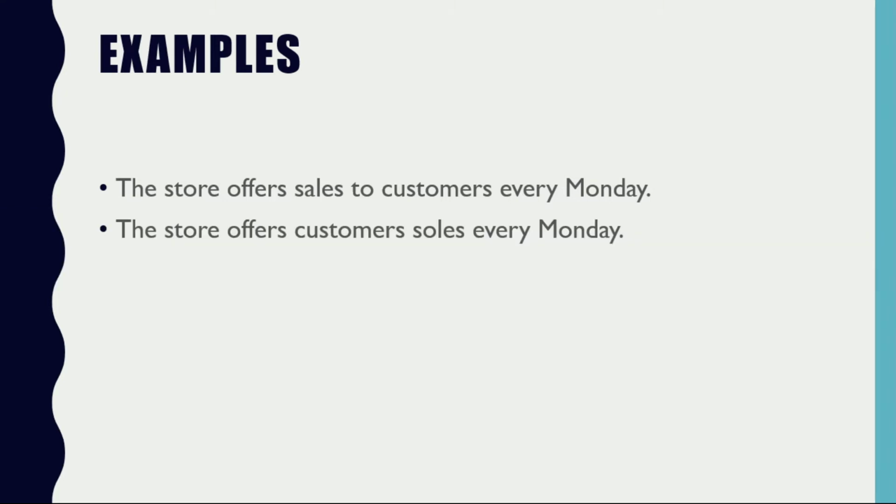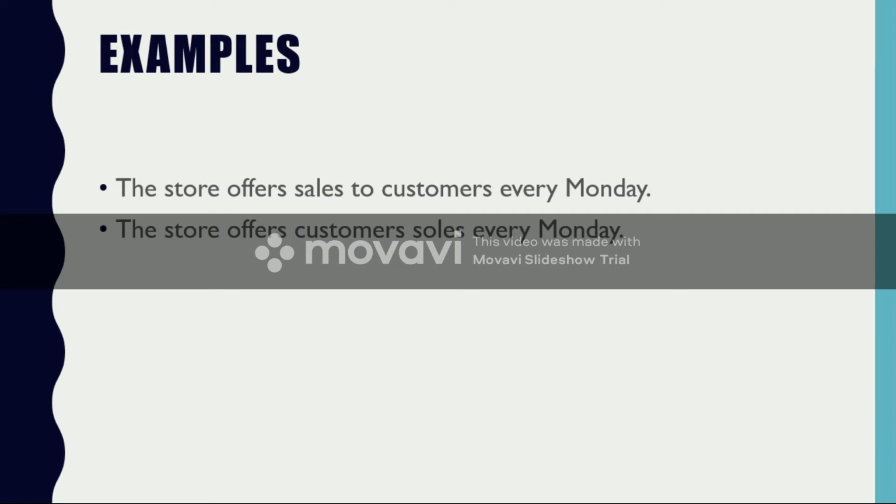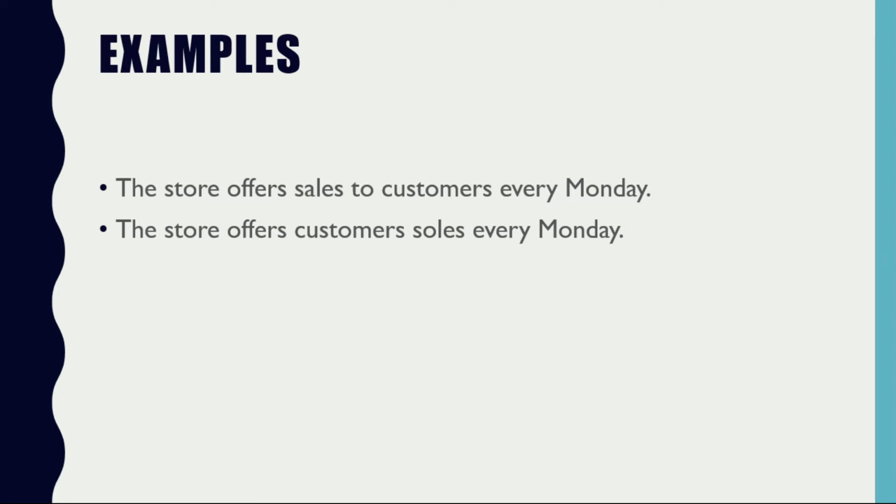Now we are going to see two sentences that we have here on the slide. Number one is: The store offers sales to customers every Monday, and the second sentence is: The store offers customers sales every Monday. I will give you some time to identify the direct and indirect object in each sentence.